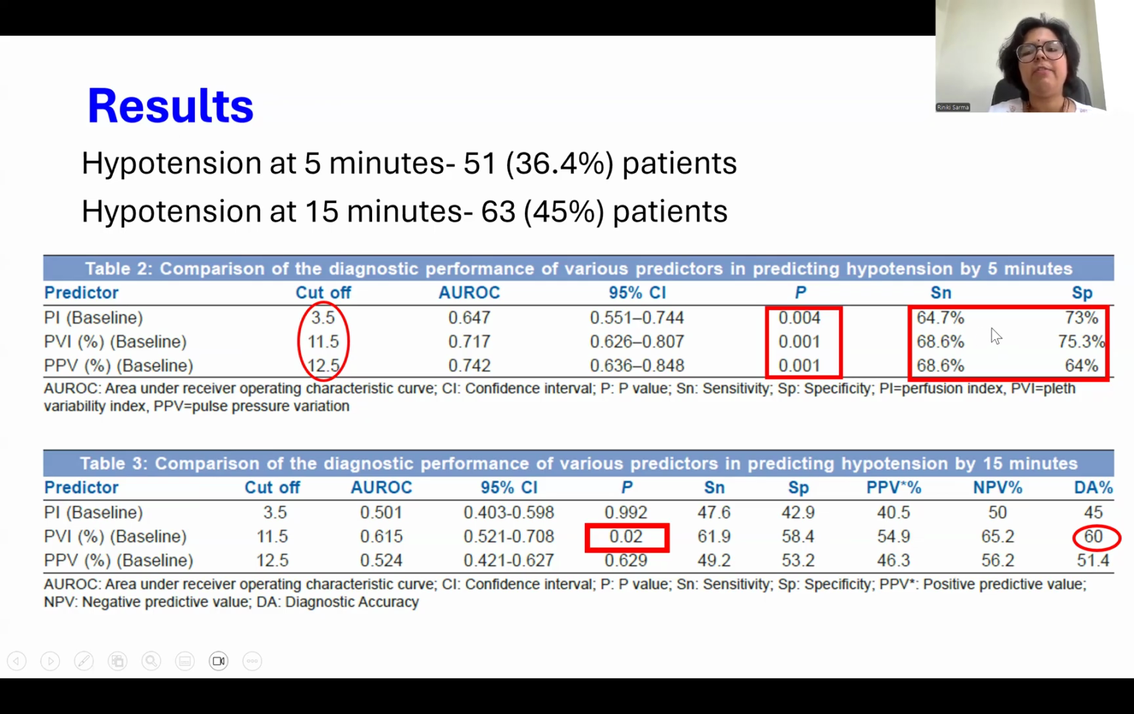specificity ranged from 65% to 73% respectively. Similarly, for the pleth variability index, the cutoff was 11.5, statistically significant, sensitivity was 69%, specificity was 75%. For pulse pressure variability index, it was found that the sensitivity was 69% and specificity was 64%. At 15 minutes, only the pleth variability index was found to be statistically significant with a diagnostic accuracy of 60%.